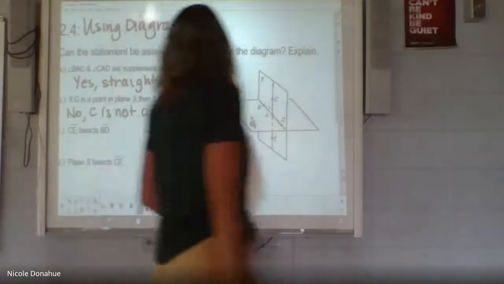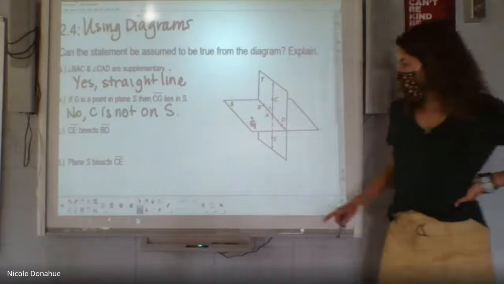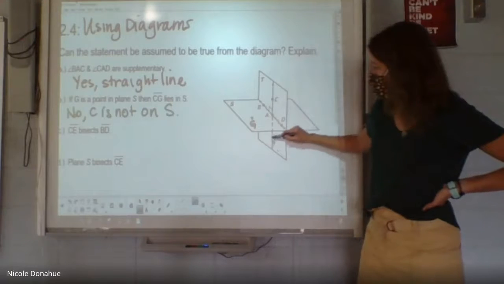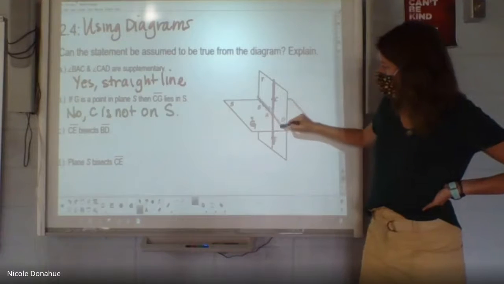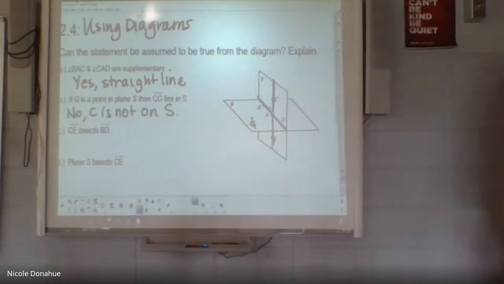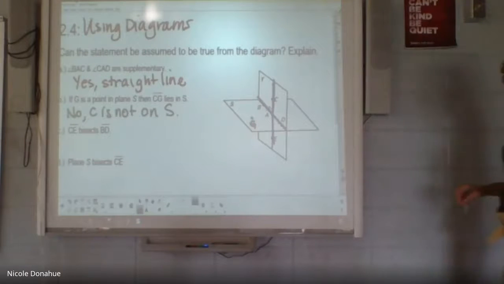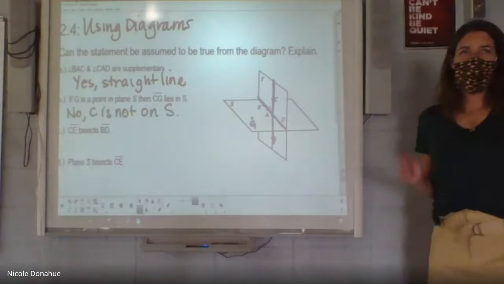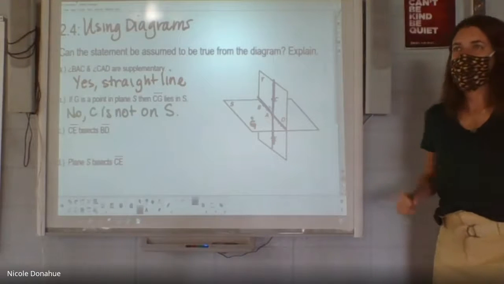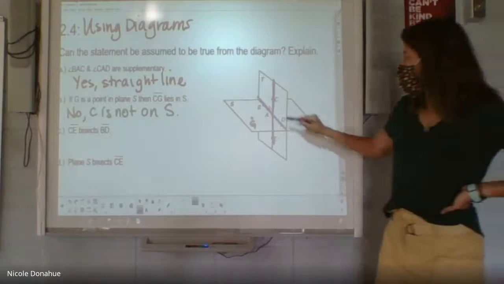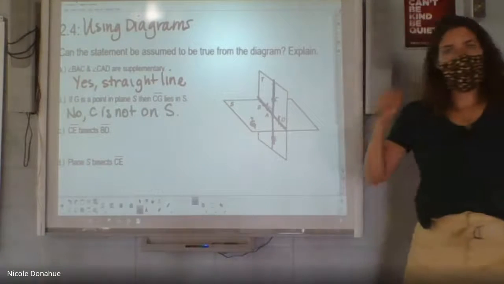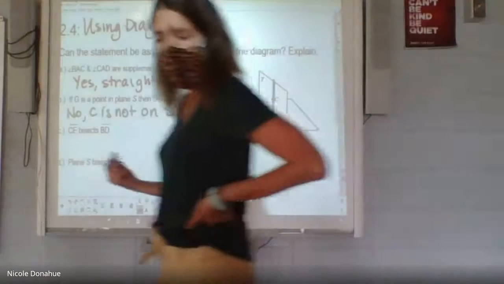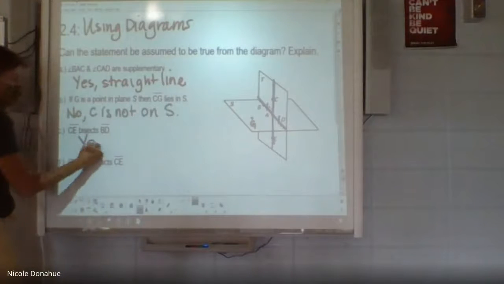CE bisects BD. CE, so this line bisects BD. What do you guys think? Seen some nods. How do we know that? Yep, because they both intersect at point A. But what else shows us that it bisects it, that it cuts it into two equal pieces? Yeah, Lena? Yeah, those little tick marks show that. So we have those tick marks there to show that it's bisected.